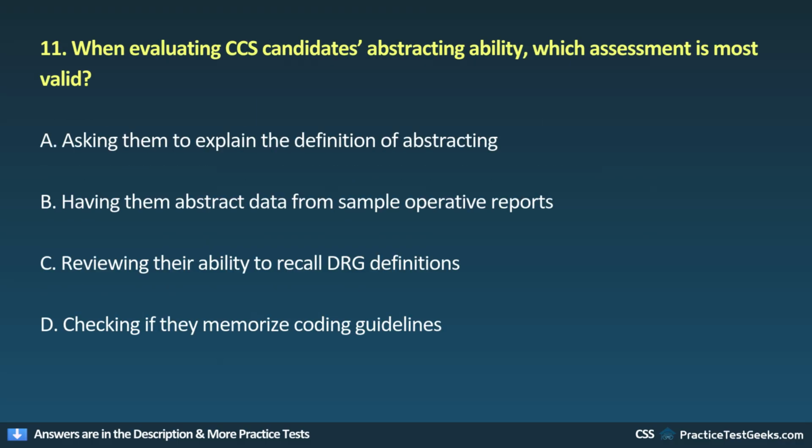11. When evaluating CCS candidates' abstracting ability, which assessment is most valid? A. Asking them to explain the definition of abstracting. B. Having them abstract data from sample operative reports. C. Reviewing their ability to recall DRG definitions. D. Checking if they memorize coding guidelines.